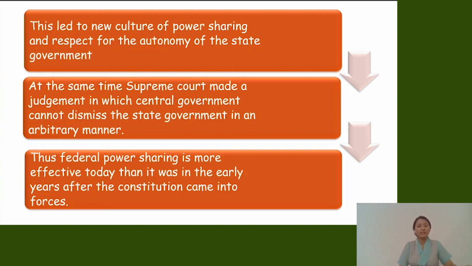Because of that, federal power sharing is more effective today than it was back in the time before the 1990s, right? The power sharing culture between the central political parties and the regional political parties has made federalism more effective nowadays. So these are the three practices which have made federalism popular, stronger and successful in India.